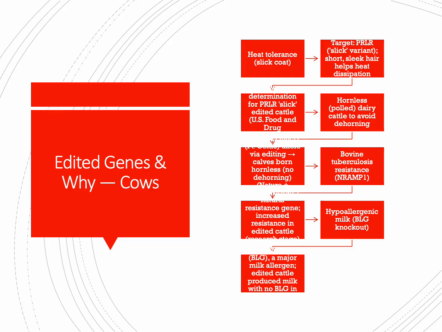And then one more edit I actually want to talk about is the hypoallergenic milk. This one is very, very interesting to me. The target of this is the beta-lactoglobulin gene, which is the major milk allergen in cow milk. So the edited cattle can produce milk with no beta-lactoglobulin. Therefore, it could reduce possible allergies, which is very interesting.